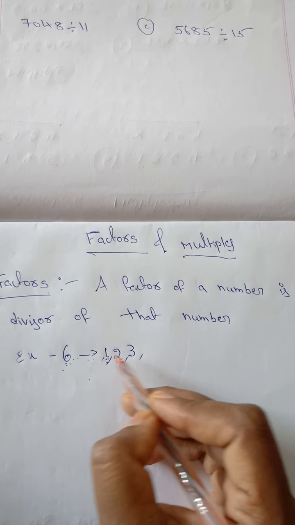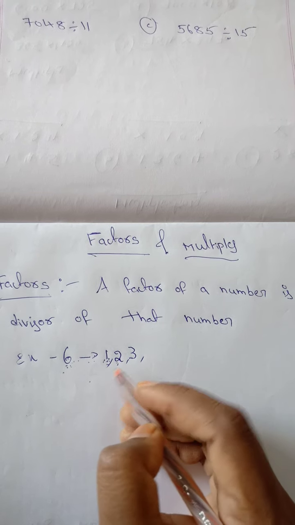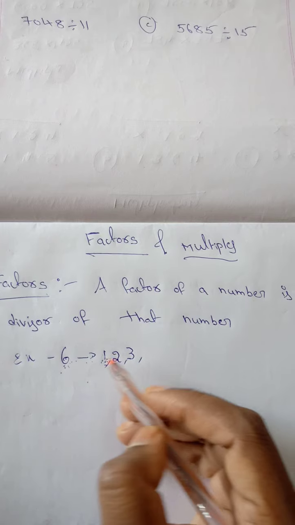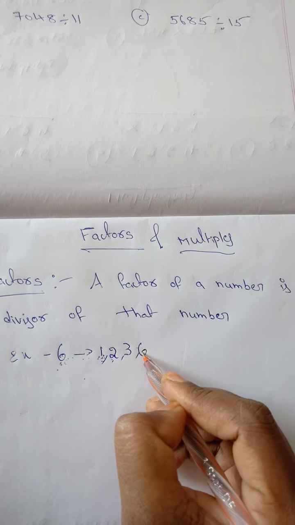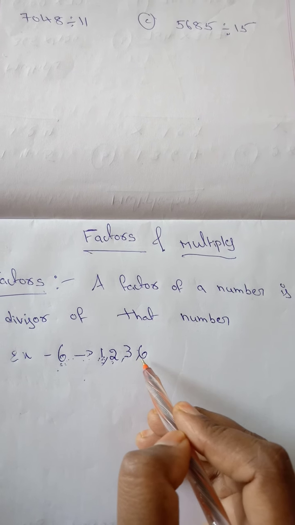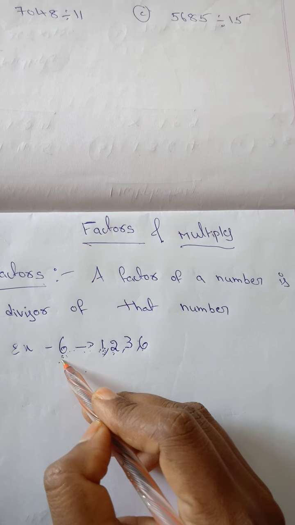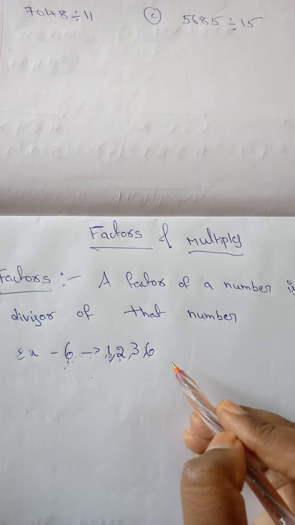Now, does 4 divide 6 without leaving a remainder? No, so 4 is not a factor. Then check 5. Is 5 a divisor of 6? No. The next one is 6. So what are the factors of 6? 1, 2, 3, 6. We should write the factors in two ways: one is the multiplication method, another is the division method.